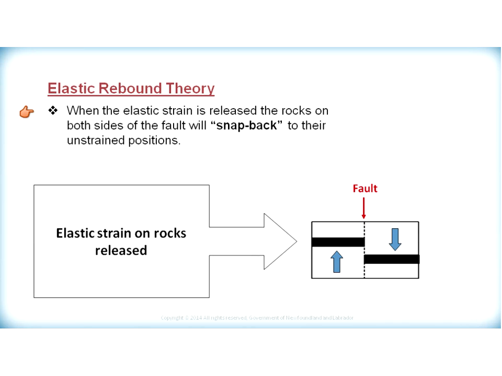When the elastic strain is released, the rocks on both sides of the fault will snap back to their unstrained positions. In the diagram now, we see that the stress is released from the rocks, and the rock on both sides of the fault plane would snap back to nearly horizontal positions.